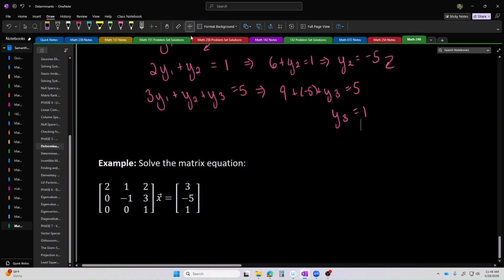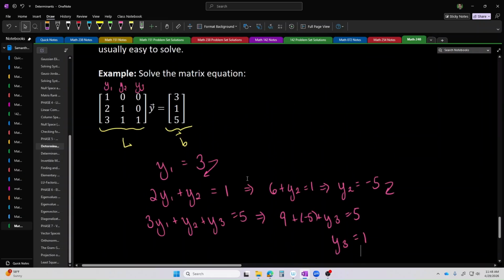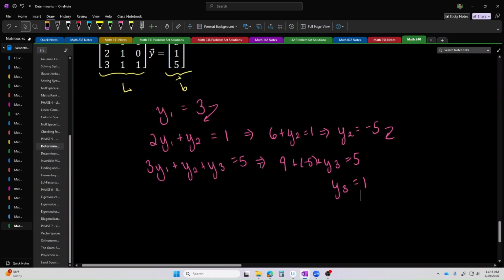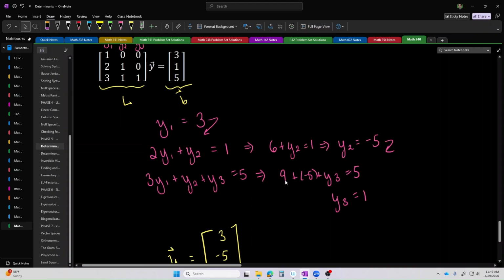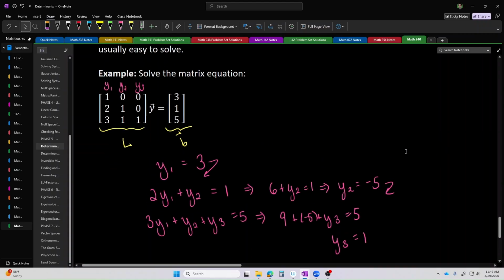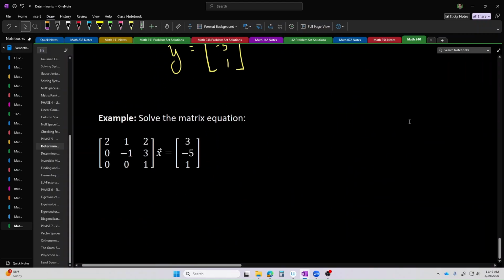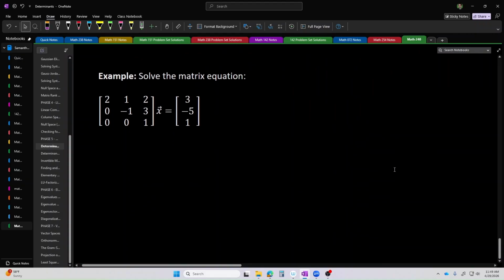So because I had a lower triangular matrix on the left-hand side of this matrix equation, I could find the solution very, very easily, almost immediately, by just reading the equations and doing some light substitution. So having a lower triangular matrix in a matrix equation is incredibly convenient. Likewise, having an upper triangular matrix in a matrix equation is incredibly convenient.